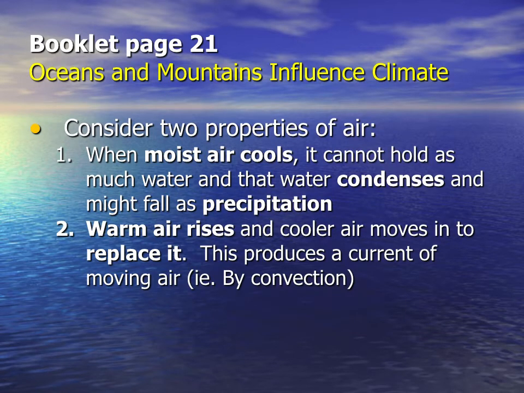When we're considering how oceans and mountains influence climate, we want to consider two properties of air. First, when moist air cools, it can't hold as much water, and that water condenses and might fall as precipitation or rain. Second, warm air rises and cooler air moves in to replace it, and this produces that current of moving air, or convection, if you will.